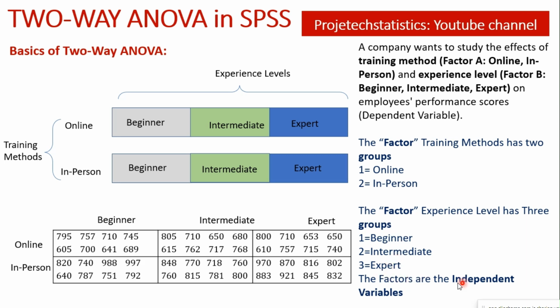So the factor here is the independent variable, while the performance score is the dependent variable, and the performance score here has been recorded for each employee for the online training and the in-person training, and also for the beginner, intermediate, and expert level. So these are our data. The dependent variable is the employee performance score, while the categorical variables are the two independent variables that we have here.